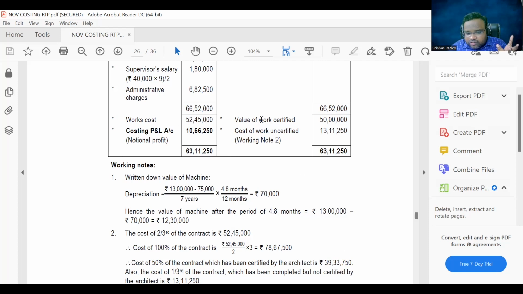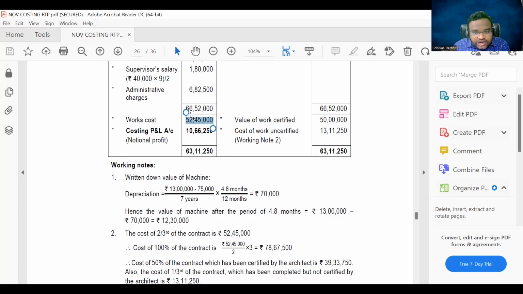Notional profit is nothing but the value of work certified minus the cost of work certified. What is your cost of work certified? Sir, 52 lakh 45,000 is for two-third. What if it is 100% completed? 52 lakh 45,000 divided by 2 into 3. That means to complete the contract, your estimated cost is 78 lakh 67,500. Out of this, 50% is work certified. How much is work certified? 50%, 39 lakh 33,750. You can recognize the profit only in work certified.